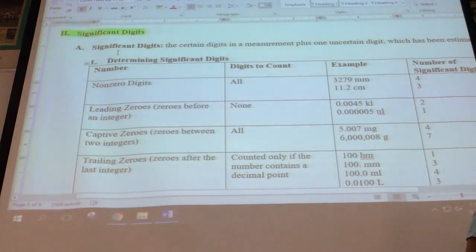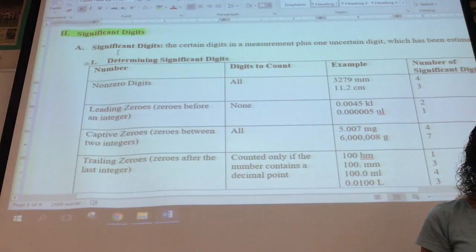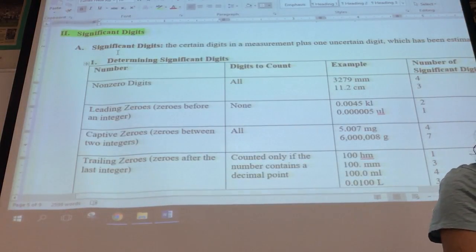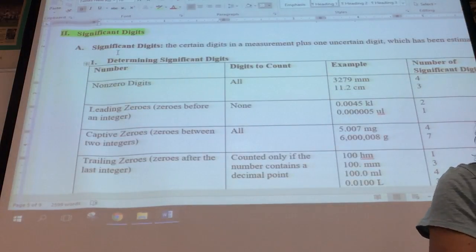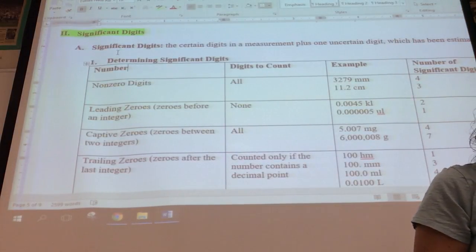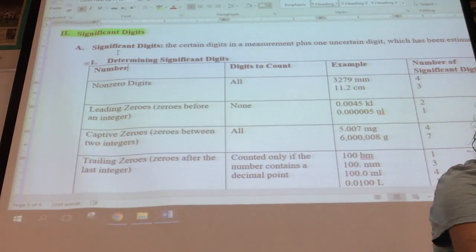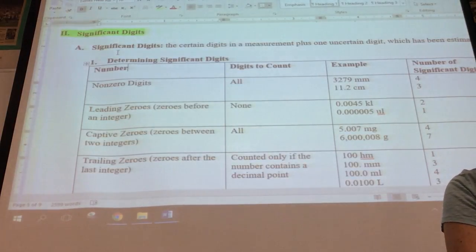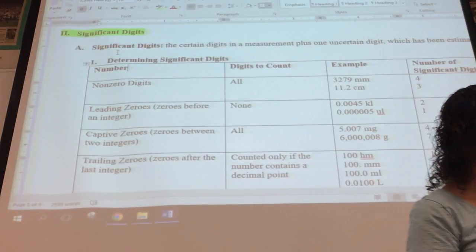I'm going to go through the definition of a significant digit. I'm going to show you how to determine significant digits, and then how to express your answer in the correct number of significant digits.